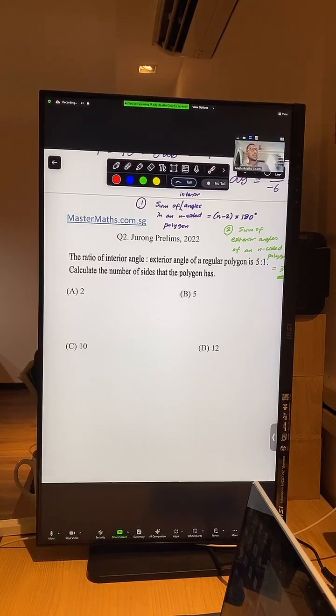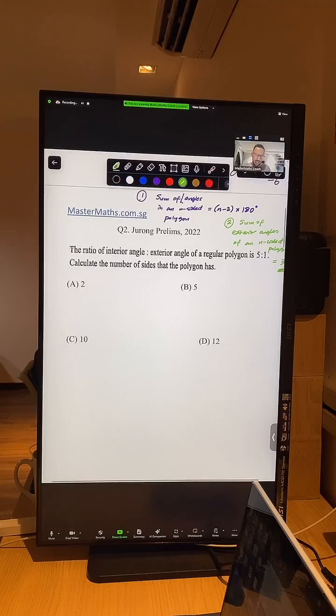Okay, the ratio of interior angle to exterior angle of a regular polygon is 5:1. Calculate the number of sides that the polygon has. So very simple. What we do is we form an equation. Okay, so form an equation, and the equation must involve n.